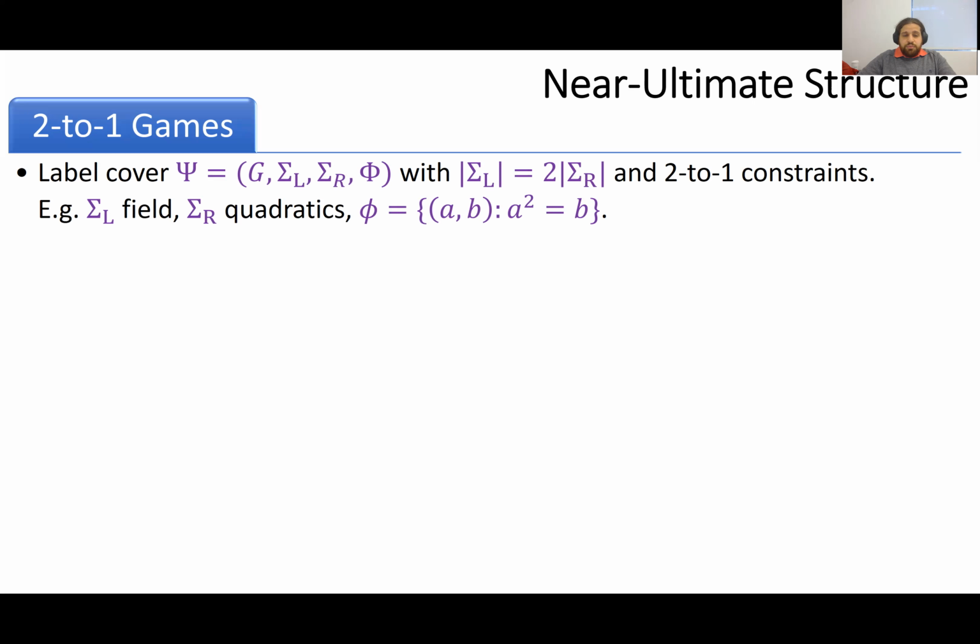Again, a two-to-one game is simply a specific type of label cover in which the alphabet sigma L is twice as large as sigma R, and each one of the constraints is a 2-to-1 map. For example, maybe sigma L is a field, sigma R consists of all the quadratic residues, and each constraint is a quadratic equation, such as a squared is equal to b. So this is one example of a 2-to-1 game.